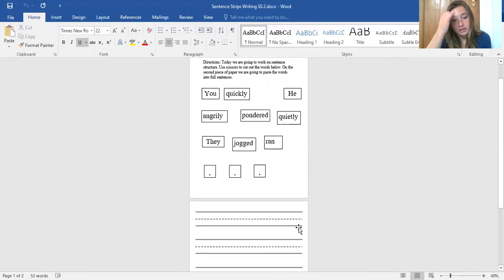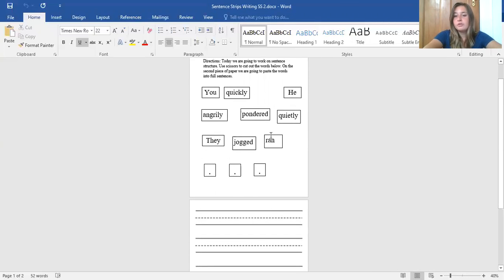So we're going to do another sentence script writing lesson. So you can print out both pages for your student, or you can just print out the one. I'm going to be doing drag and drop instead of cut and paste, just because it's easier to film and it makes more sense. But for your student, I really encourage cut and paste. It's a good thing to practice those little fine motor skills of cutting and pasting, along with the content skill of sentence structure for this lesson. So we're going to work on sentence structure. Use scissors to cut out the words below, and on the second piece of paper, you're going to paste the words into full sentences.